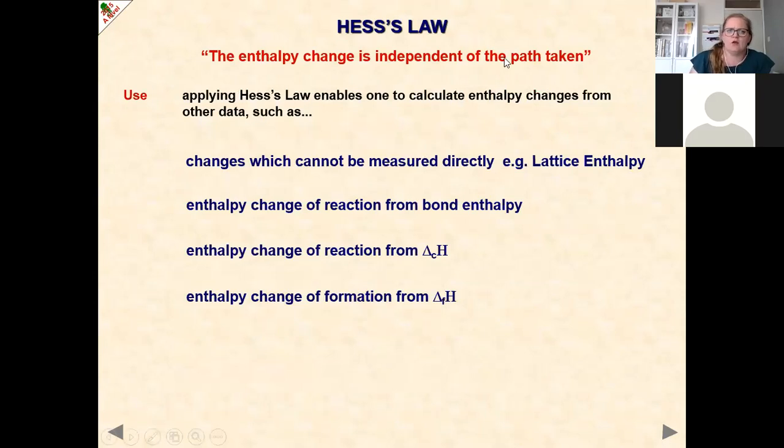Okay, so Hess's law enables us to calculate enthalpy changes from other data, such as changes which can't be measured directly. So lattice enthalpies, we can't measure them directly. And also enthalpy change of reaction from bond enthalpies, and enthalpy changes of formation.